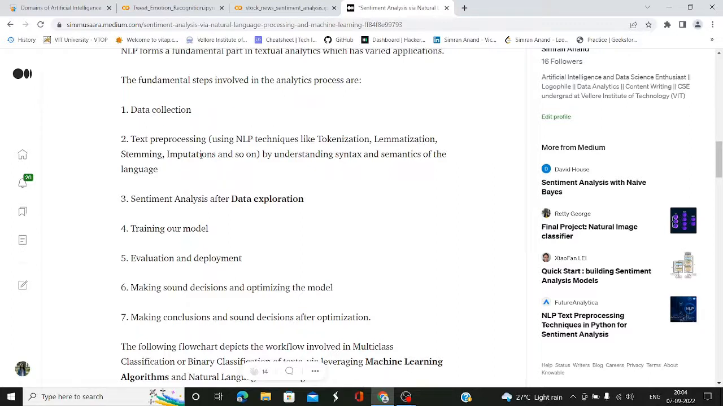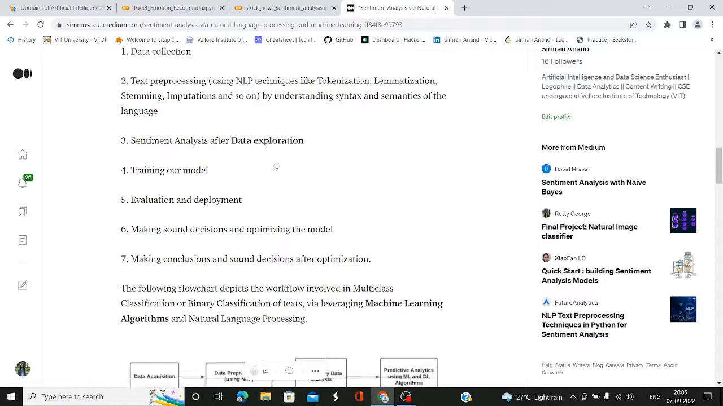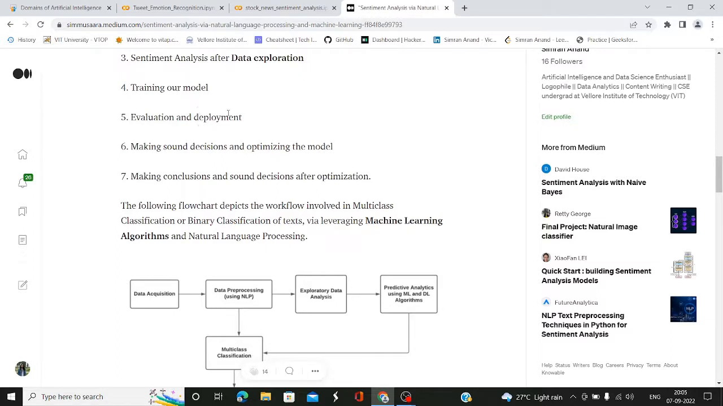Coming to the next step, which is text pre-processing. All this which I've told you, tokenization, lemmatization, stemming, these all come under text pre-processing. Then it is followed by sentiment analysis, data exploration, training, evaluation, and deployment. Now, we understood what training is. Training is nothing but feeding the data to the machine, after cleaning the data and removing all the outliers or anomalies from it, we train the machine with the data.